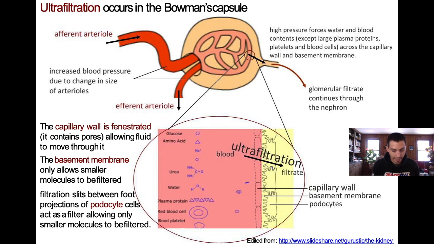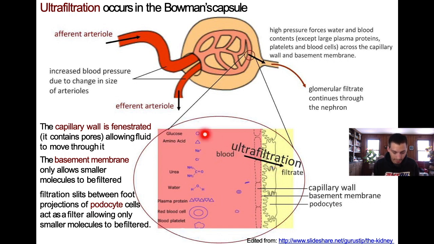Essentially the capillary wall here has pores in it that allow fluids to move through it. But the basement membrane allows only smaller molecules to be filtered. And so I have the interior of the blood here, I have Bowman's capsule over here, and in ultrafiltration all of these things are moving from the interior of the blood vessel into Bowman's capsule.